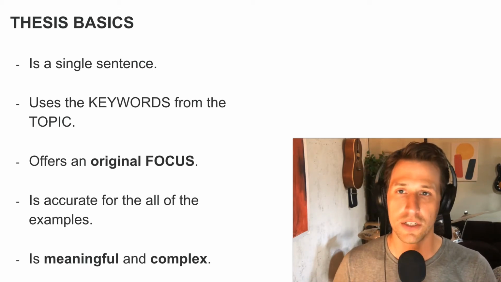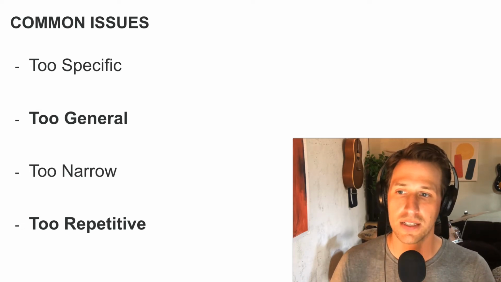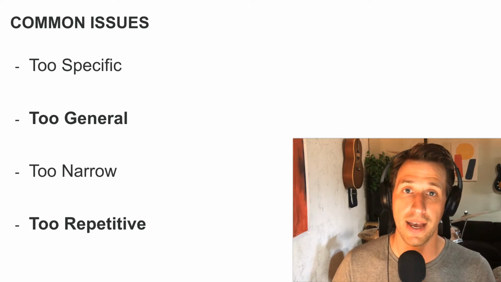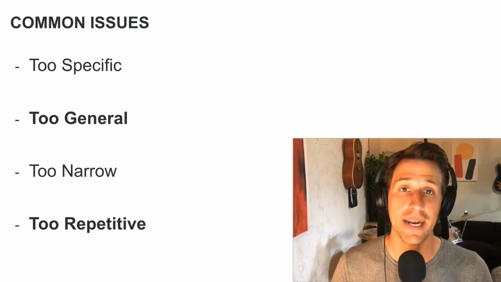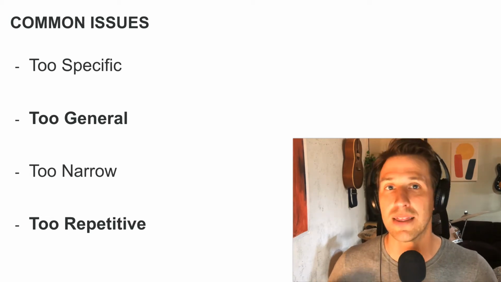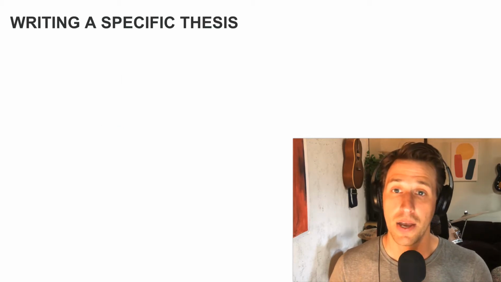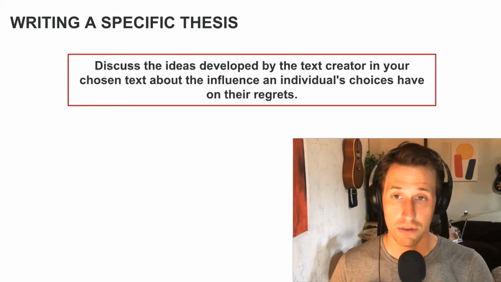Let's focus on these two because they result in some of the issues we just went through, especially things like being too general, being a little too vague, or being too repetitive. That idea of just kind of repeating the keywords from the topic. So, how do we avoid these issues to get that focus, to get that originality, to get that complexity? I have two tips. So let's take a topic.